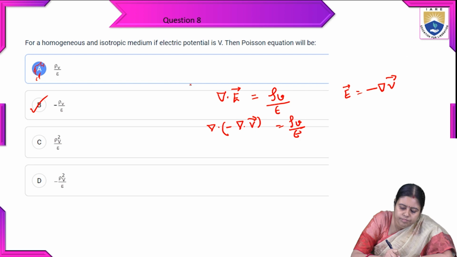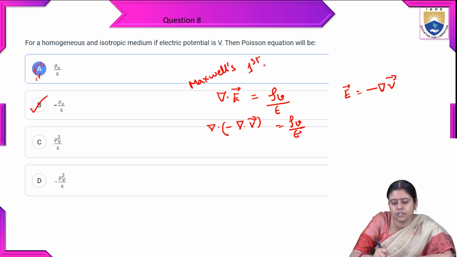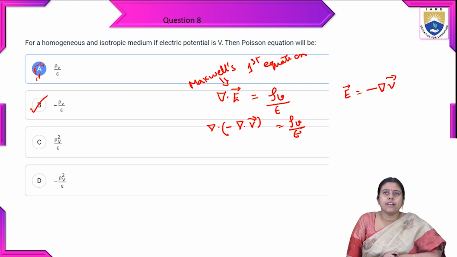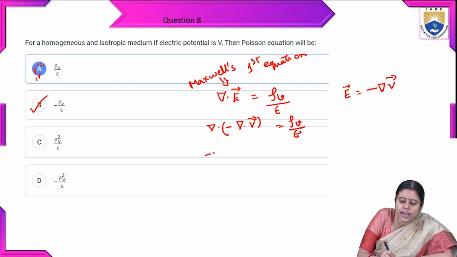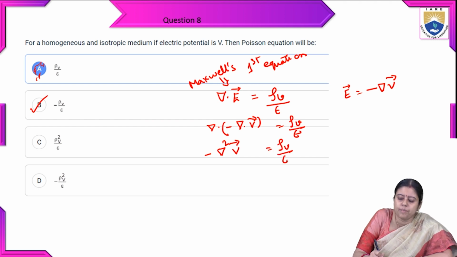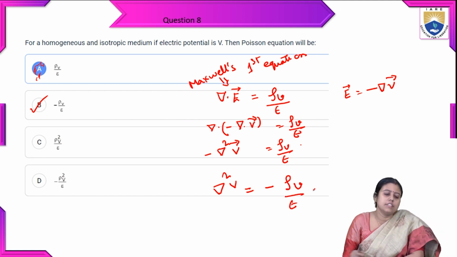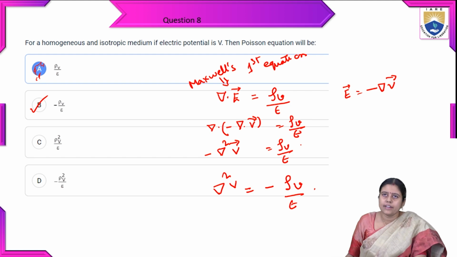This is from Maxwell's first equation. So grad dot minus grad V, we can write minus grad square V is equal to rho V by epsilon. So grad square V, which is the Poisson's operator or Laplace operator, is equal to minus rho V by epsilon. So this is the answer, B is the correct answer.